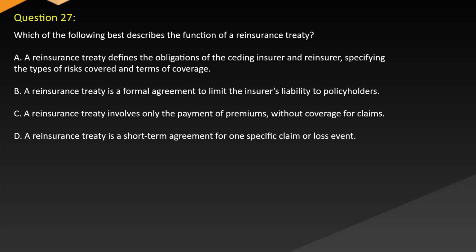Question 27. Which of the following best describes the function of a reinsurance treaty? A. A reinsurance treaty defines the obligations of the ceding insurer and reinsurer, specifying the types of risks covered and terms of coverage. B. A reinsurance treaty is a formal agreement to limit the insurer's liability to policyholders. C. Reinsurance treaty involves only the payment of premiums without coverage for claims. D. Reinsurance treaty is a short-term agreement for one specific claim or loss event.